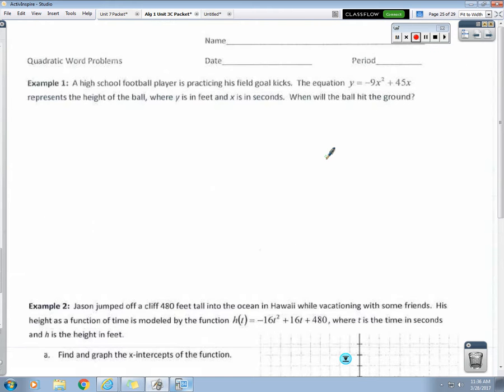Okay, try number 1 by yourself. Example 1. See if you can do it. A high school football player is practicing his field goal kicks. The equation y equals negative 9x squared plus 45x represents the height of the ball, where y is feet, so I'm going to write feet above y, and the x's represent seconds. When will the ball hit the ground?